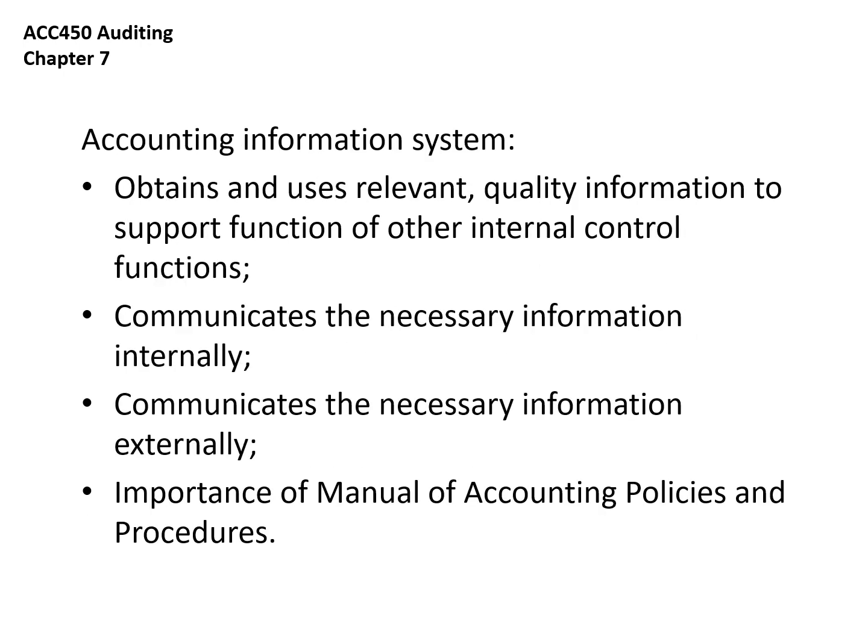Next, accounting information systems. That deals with making sure you have a system that can use relevant quality information to support other internal control functions, so that it enables internal control to operate properly. Making sure that your accounting system communicates the necessary information internally so people have the information they need to be able to do their jobs and execute internal control. And making sure that you can communicate things externally properly.